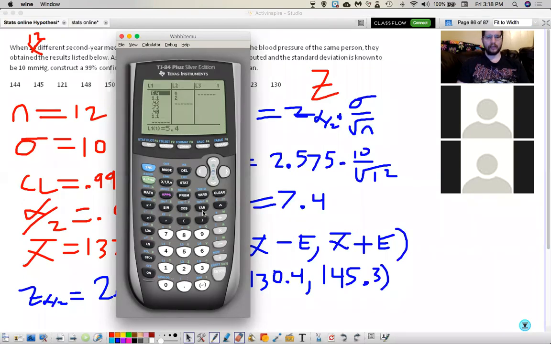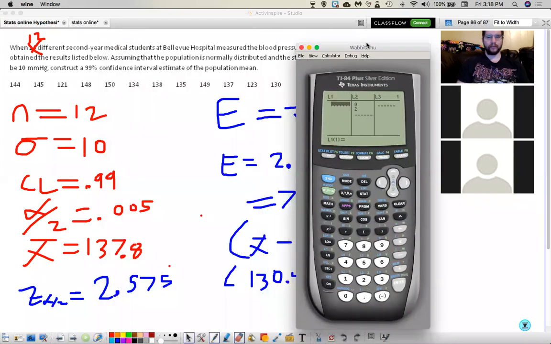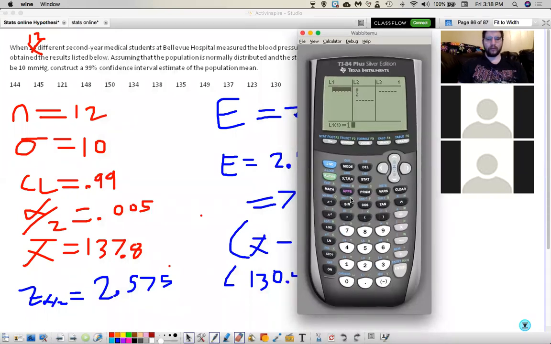Stat, edit. Go to the top, clear it, enter. Let's type that mess in there. 144, 145, 121, 148, 150, 134, 138, 135, 149, 137, 123, 130. So hopefully I didn't mess any of them up.